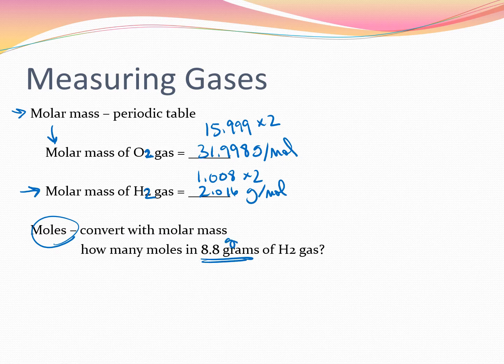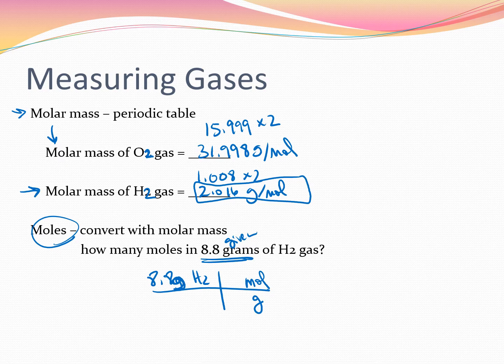We always start with our given, and 8.8 grams of hydrogen gas is our given. Since we want to convert that to moles, I'm going to take this gram here and put it on the bottom, so then my grams cancel out. Flip our grams into moles, put moles on the top. We just figured out that hydrogen gas has a molar mass of 2.016 grams per mole, so 2.016 grams per 1 mole. Grams top and bottom are going to cancel out.